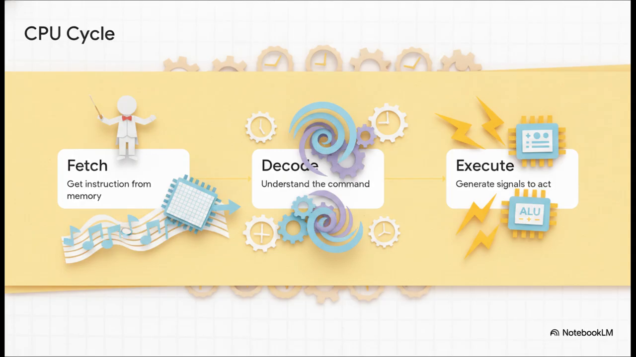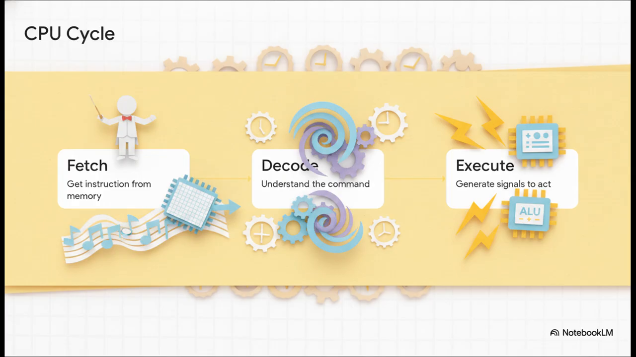It runs this never-ending 3-step waltz. Step 1 is fetch. It grabs the next instruction right out of memory. Step 2 is decode. It figures out what the command actually means. And step 3 is execute. It generates the exact electrical signals needed to make the ALU or other parts of the system actually do the work.